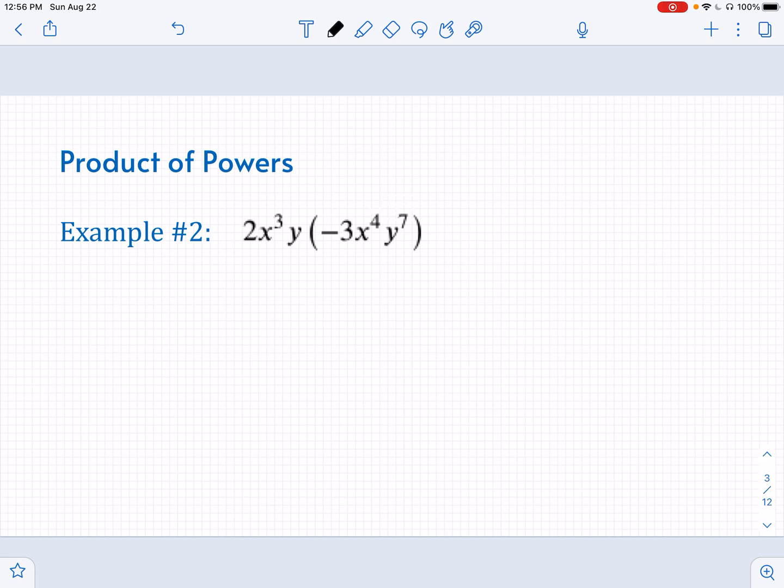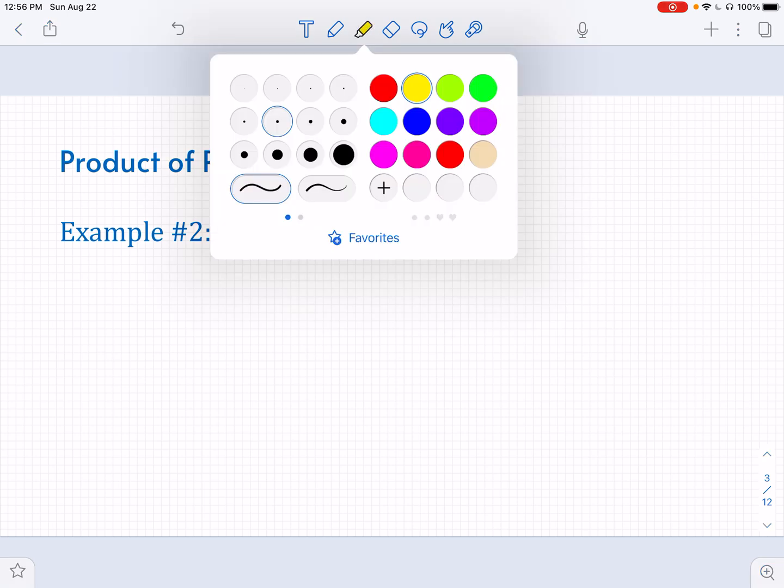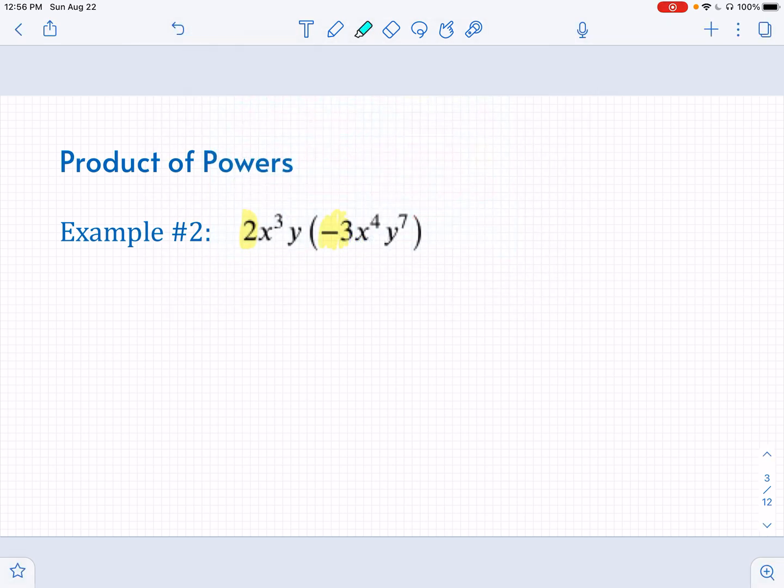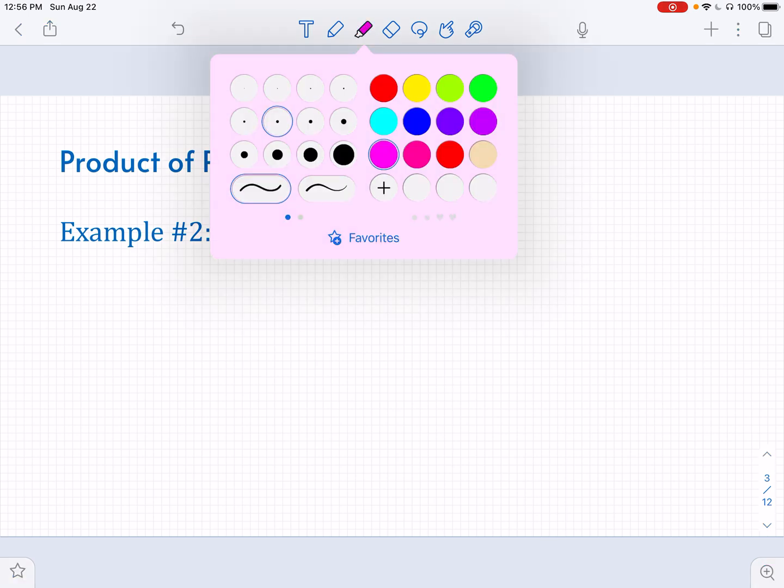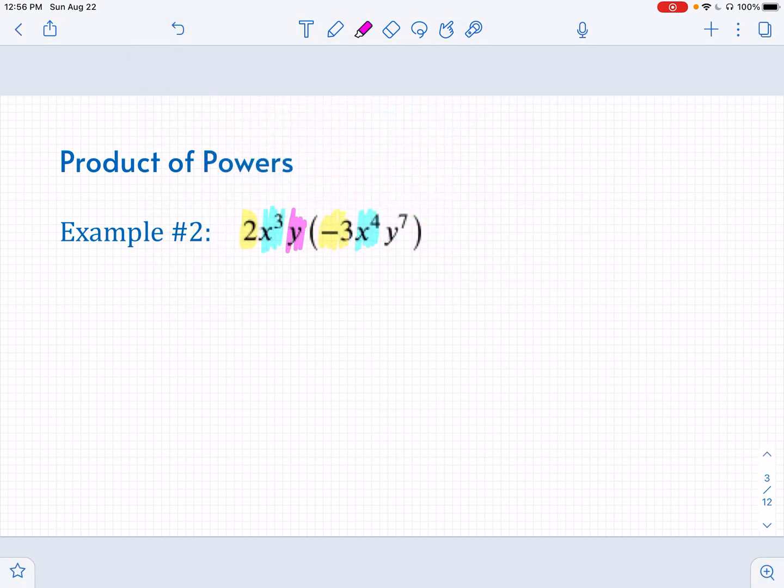So here's another example. In this example, we have several pieces. We have the coefficients in each expression. We have the x variable parts of each expression. And then we also have the y variable parts. I'll just underline those, they are hard to see. So that's how I take things a piece at a time.